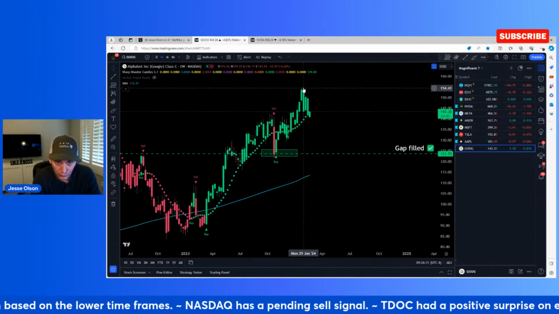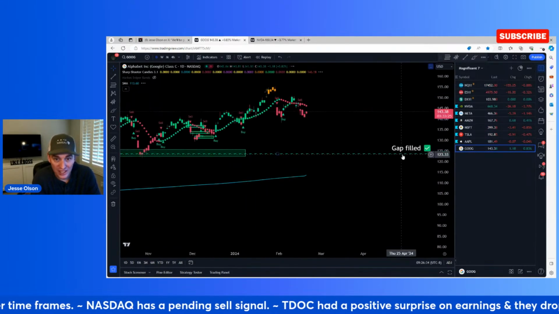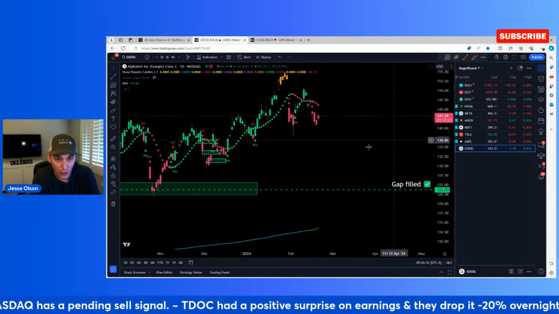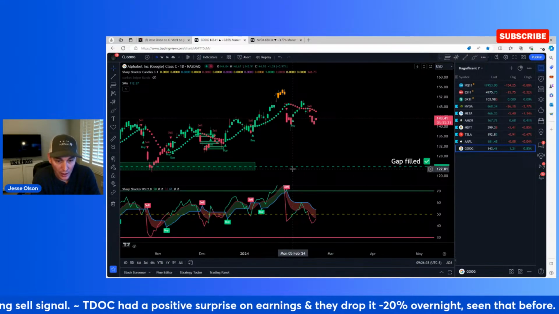Google, this is a weekly chart, still currently bullish, but on the daily chart, you can see it was getting overbought.